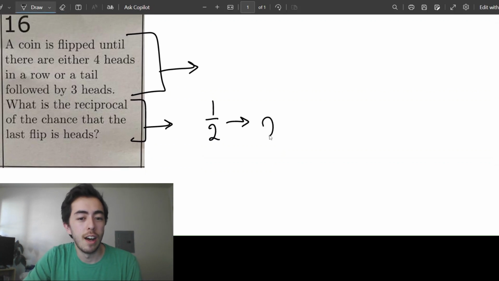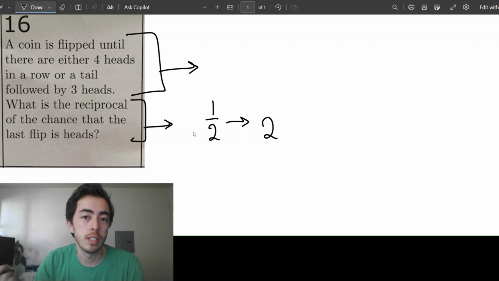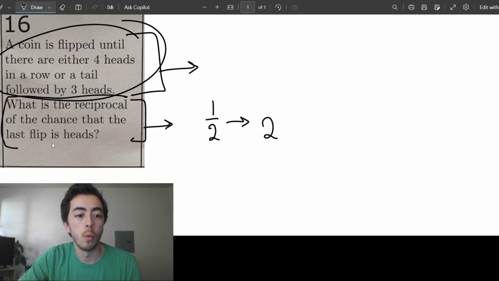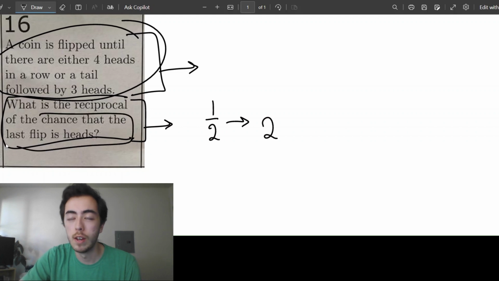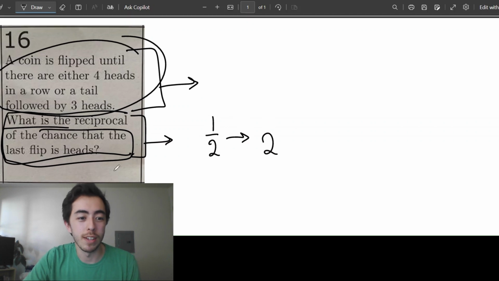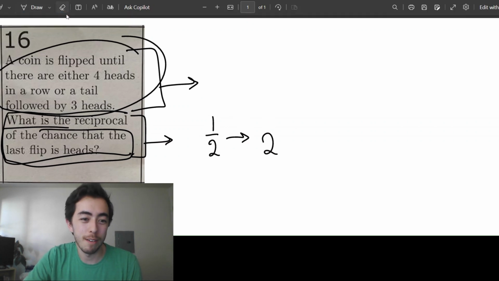And honestly, I feel like the answer to this problem should be 2. It doesn't matter what happens before you flip a coin. If you're just asking what's the chance that the last flip is heads, well, it's either heads or tails. It does not matter what happens before you flip the last thing. It'll be a 1/2 chance. And then the reciprocal of 1/2 is 2. So already I just kind of disagree with the wording here, because the chance to flip heads is 1/2.